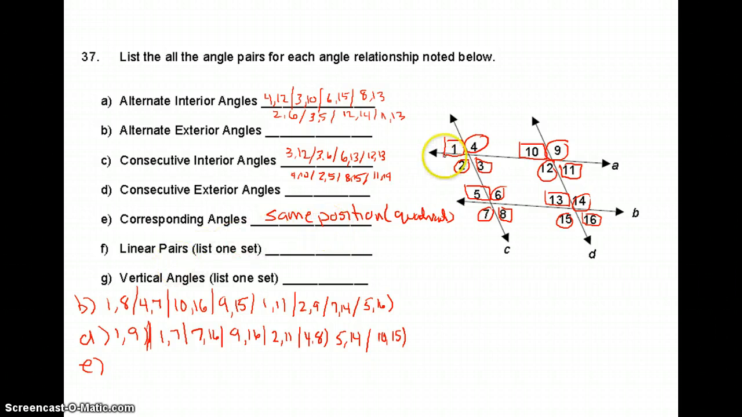Okay, linear pairs, one set. Let's just say 1 and 4 is a linear pair. And vertical angles across from each other, 2 and 4. Okay, I think you get the idea of those.